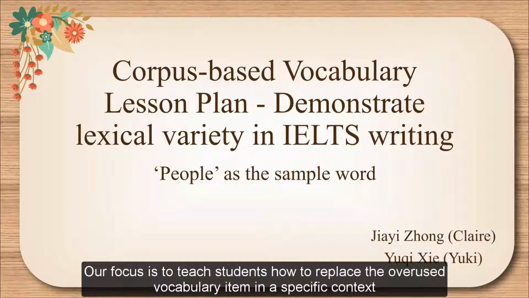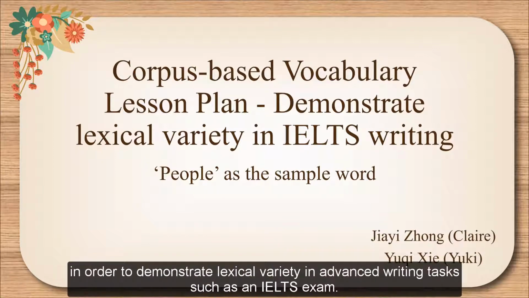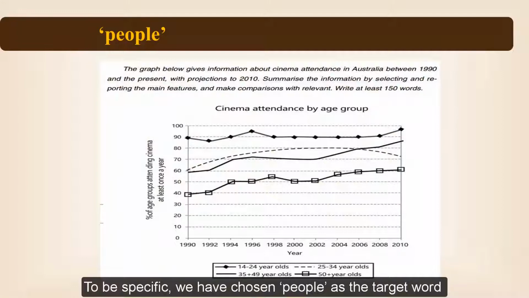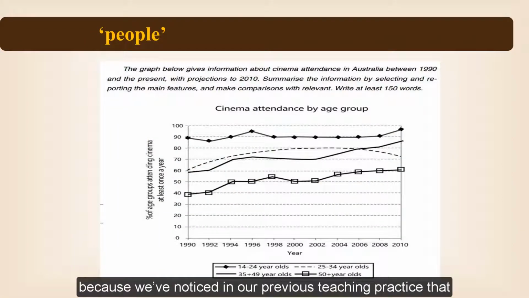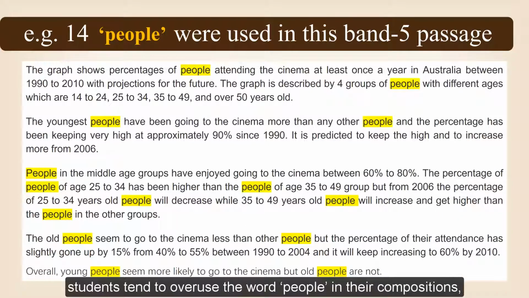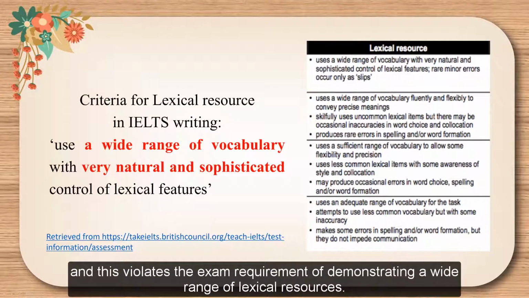Our focus is to teach students how to replace the overused vocabulary item in a specific context in order to demonstrate lexical variety in advanced writing tasks, such as an IELTS exam. To be specific, we have chosen "people" as the target word because we have noticed in our previous teaching practice that students tend to overuse the word "people" in their compositions, and this violates the exam requirements of demonstrating a wide range of lexical resource.